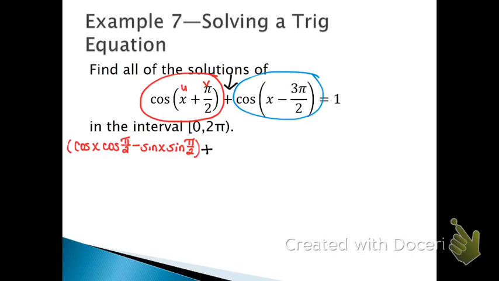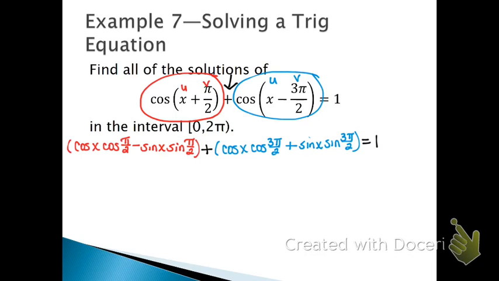Then we're going to deal with the cosine of x minus 3 pi over 2, where there's my u minus my v. So the formula for cosine of u minus v is cosine of u, cosine of v, plus sine of u, sine of v. And then the problem above says it's equal to 1.